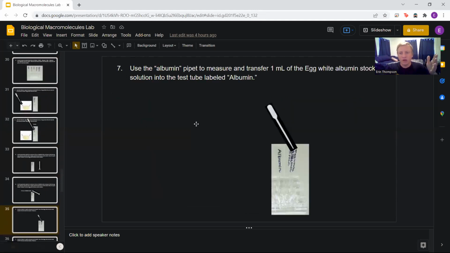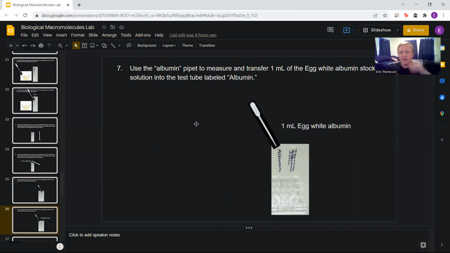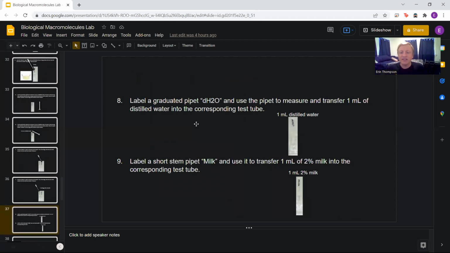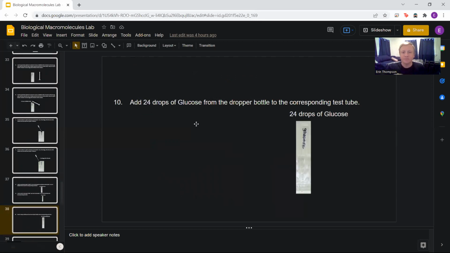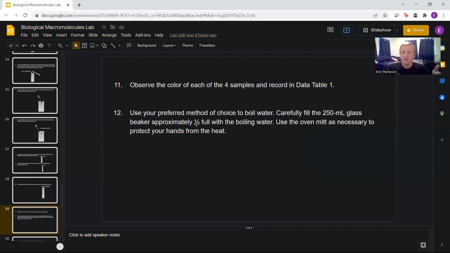Okay, we've measured our 0.5 ml and our 4.5 ml into our albumin container. Then we've grabbed our 1 ml of egg white albumin and water solution. The next thing you're going to do is add a milliliter of water to your DI tube, and then add 1 ml of milk to your milk tube. Then you're going to add 24 drops of glucose. Remember your little glucose dropper bottle. You're going to add 24 drops into your glucose tube. Then you observe the color of each of the samples and record those in data table 1.